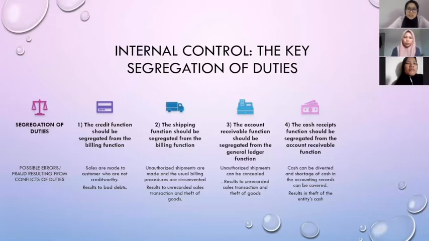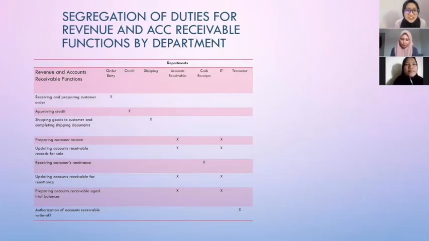And the last one is the cash receipt function should be segregated from the accounts receivable function. The individual who has access to both the cash receipts and the accounts receivable record may divert the cash, and when the shortage of cash occurs, they can cover the crime. So as a result, theft of the entity's cash occurs. This is the example of the segregation of duties for revenue cycles and accounts receivable function by department.